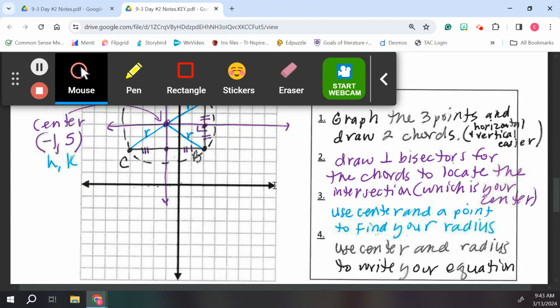Show of hands, who's still writing this down? Okay, I'll give you another couple minutes. Give me a thumbs up when you're done. Okay, all right, let's take a look at this now.